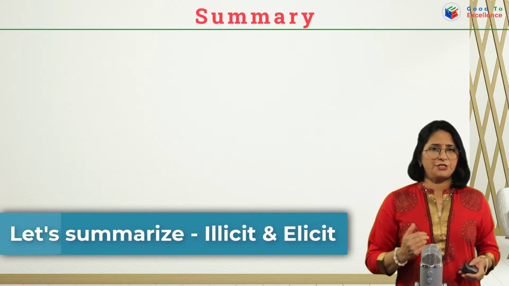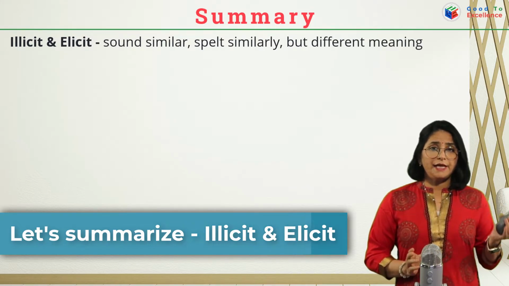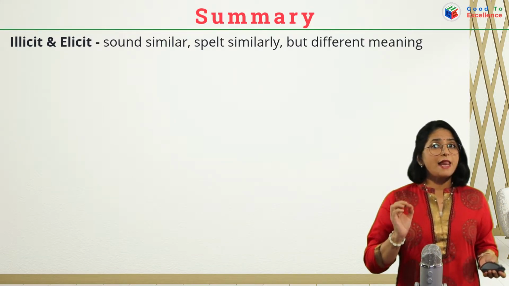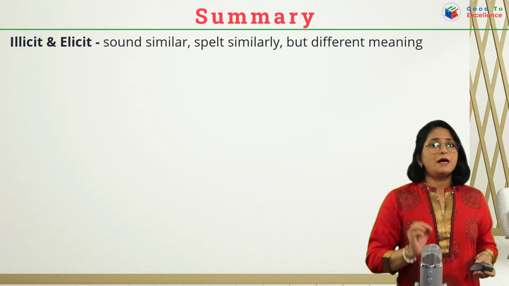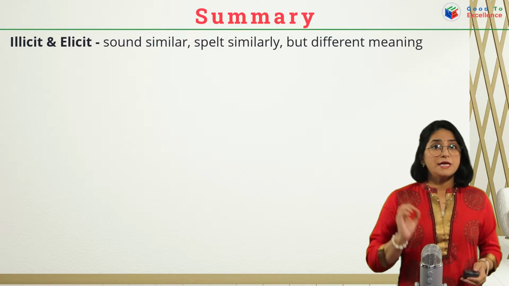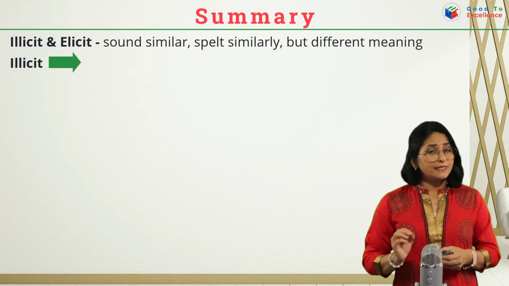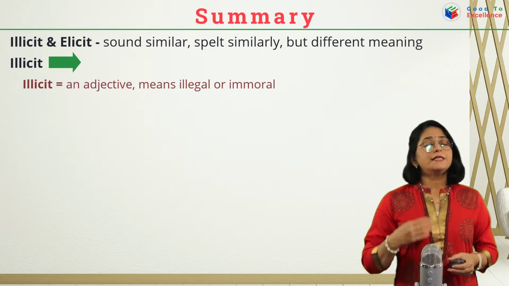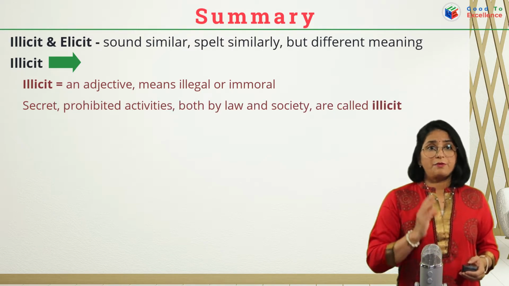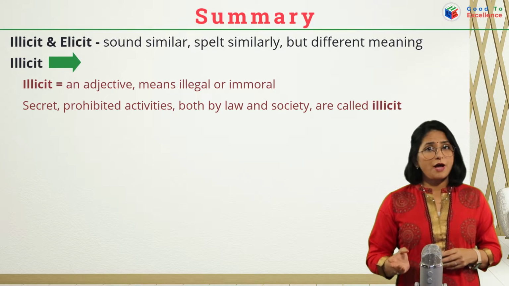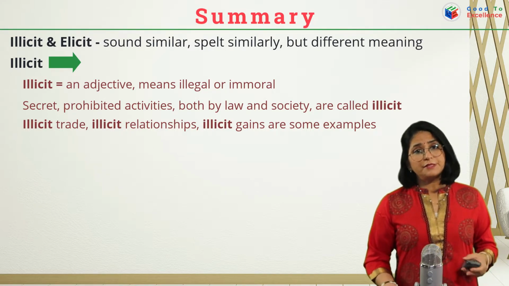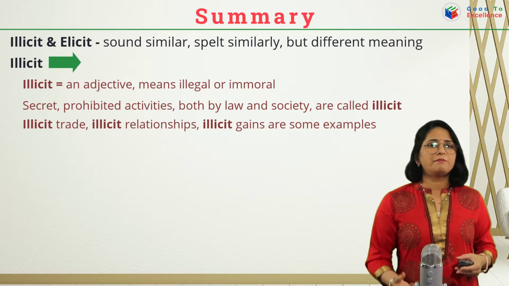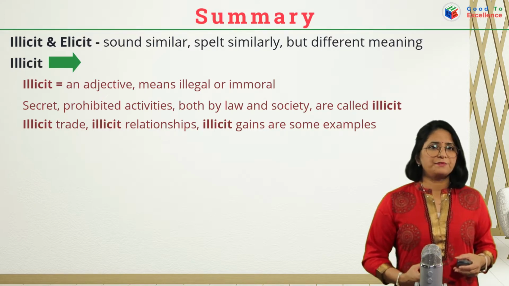Now let's look at a summary of what we just learned. Elicit, E-L-I-C-I-T, and illicit, I-L-L-I-C-I-T, may be confusing simply because they sound similar and are spelled similarly. Illicit is an adjective and that means illegal or immoral. Secret, prohibited activity both by law and society is called illicit. Illicit trade, illicit relationships, illicit gains are some examples of illicit actions.